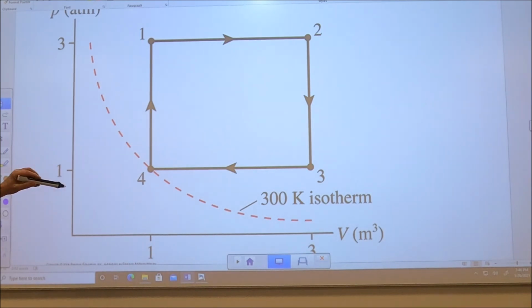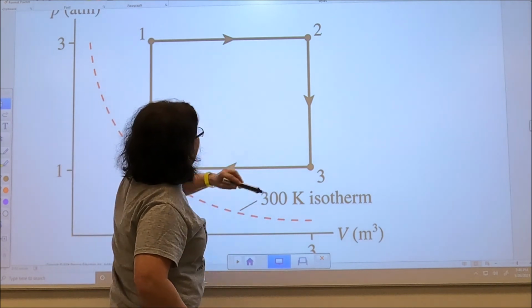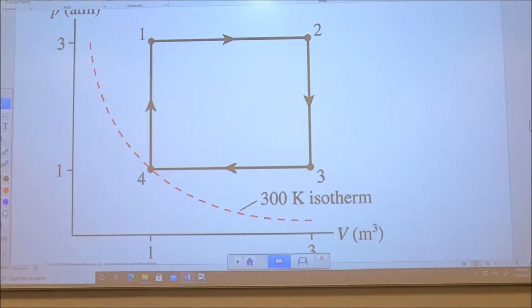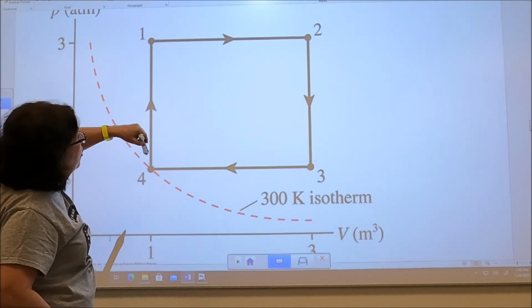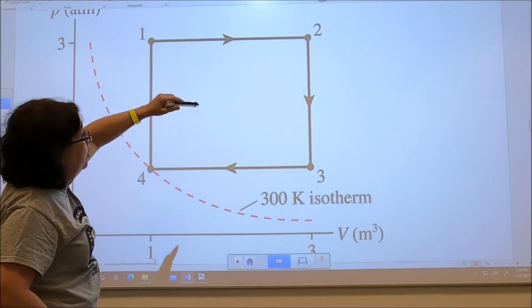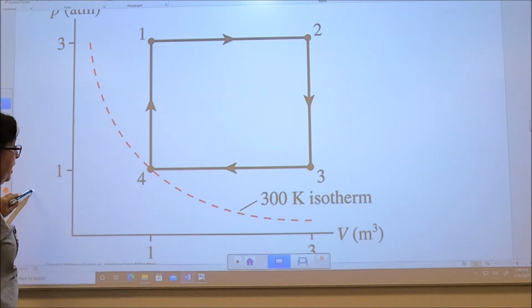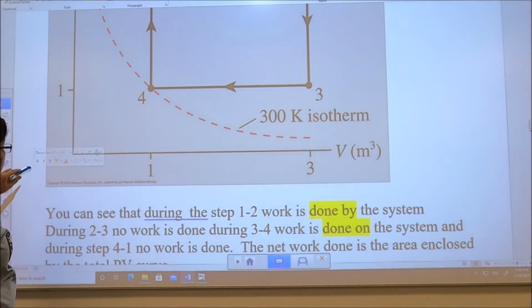Okay? So I know that the area inside this curve would be the amount of work out because this is a heat engine. It's running clockwise. If it was running the other way, it'd be counterclockwise, and the area inside there would be the work that I had to put in.